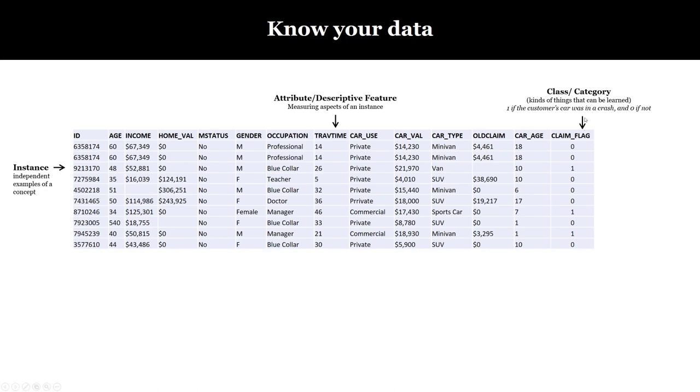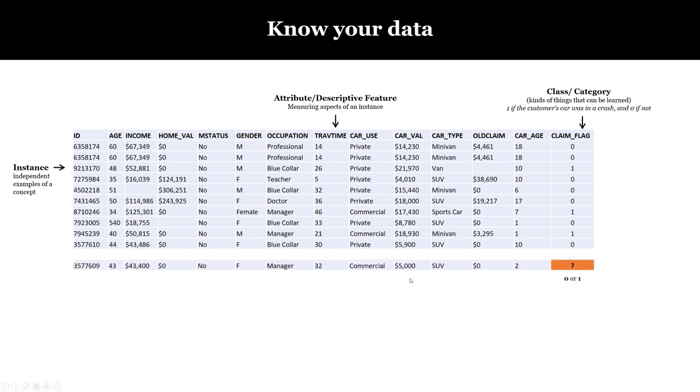This is the kind of thing that can be learned. So in this case, 1 indicating that the car was actually in a crash before, given these attributes. So 0 if it's not. So for example, here, this case was in an accident before.